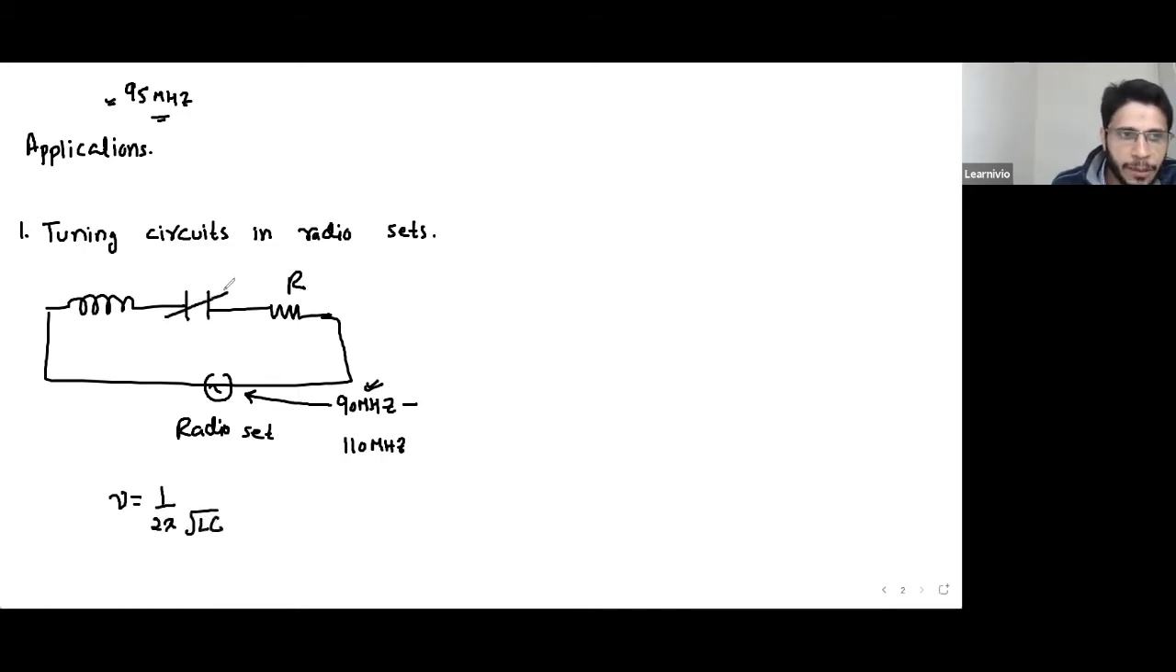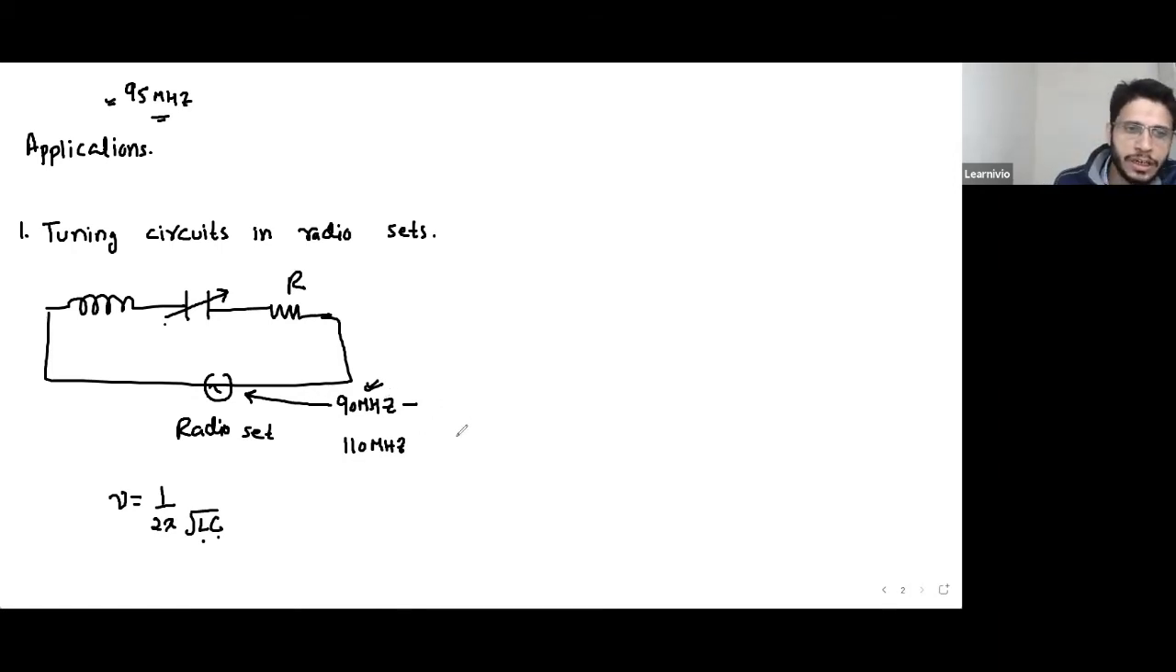In a radio set, the capacitor is variable. When we rotate the knob, we are basically changing the value of capacitance. L is fixed, but we are changing C. We keep changing the value of C until the resonance frequency becomes equal to 90 megahertz. When the resonance frequency of the circuit is equal to 90 megahertz, the circuit selects that particular station, and you start getting that station. So this is how we use series LCR circuit to tune radio sets.